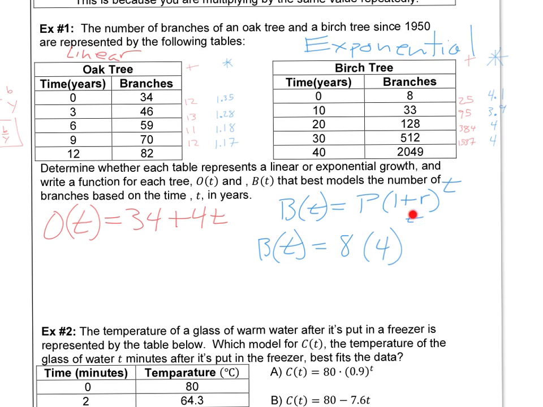So how could you plug in a 10 here and get a 1? Well, if you take this t and divide it by 10, 10 divided by 10 would be 1, so this would work, right? If you plug in 10 for years, 10 divided by 10 is 1, 4 to the power of 1 is 4, and 4 times 8 is 32, and so that should work. In the same way, if we plug in 20 for 20 years, 20 divided by 10 is 2, 4 to the second power is 16, and 16 times 8 is 128. So this model looks like it's going to work pretty well for us.